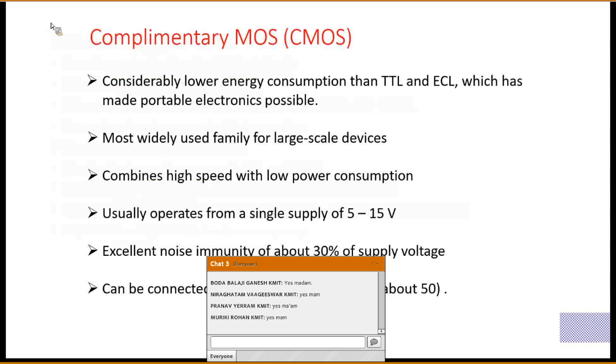And next is complementary CMOS. Complementary CMOS is nothing but a combination of NMOS and PMOS. MOSFETs we have already discussed.